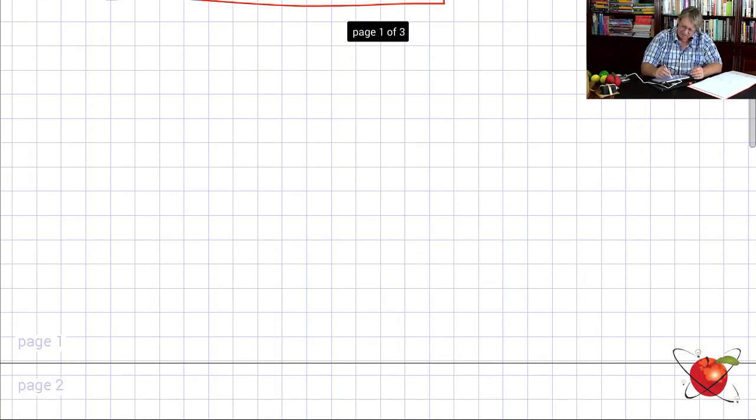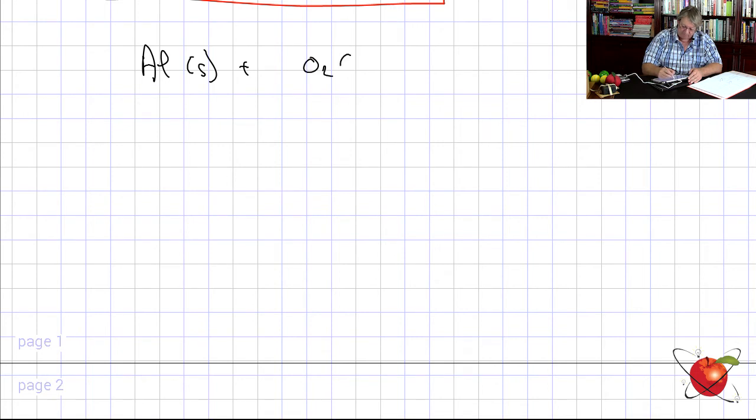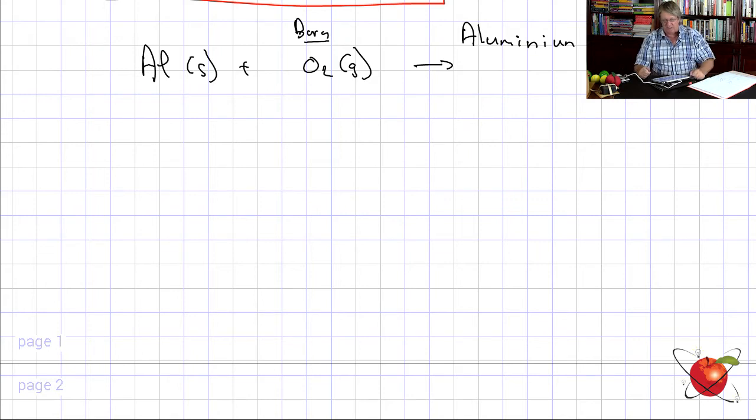Let us look at a different one now. Okay, just change it. Here's another one. Aluminium in oxygen again. Al, solid, plus O2 as a gas. Goes to what? Let us say they tell us it goes to aluminium oxide. Because when we burn something, it usually goes to an oxide, doesn't it? It becomes an oxide. So I'm burning this in air, which is oxygen.